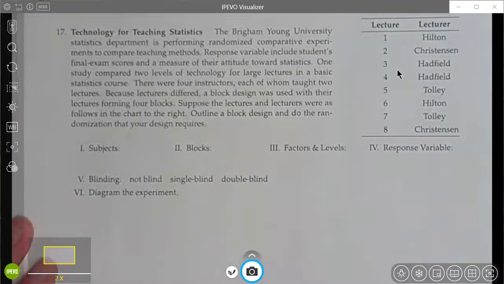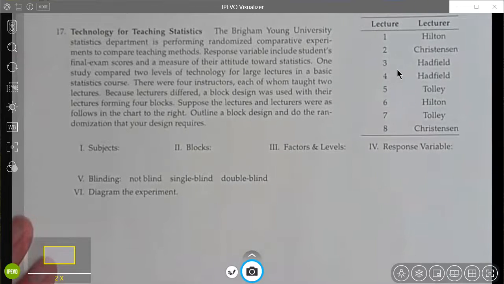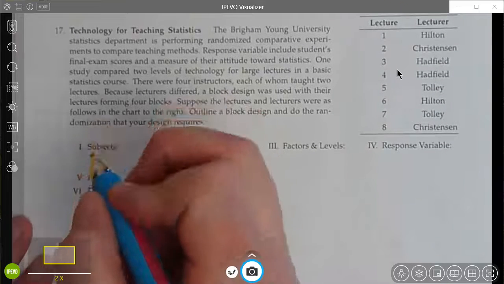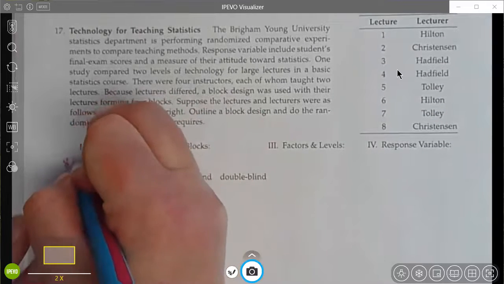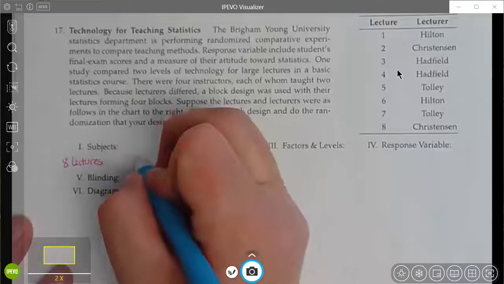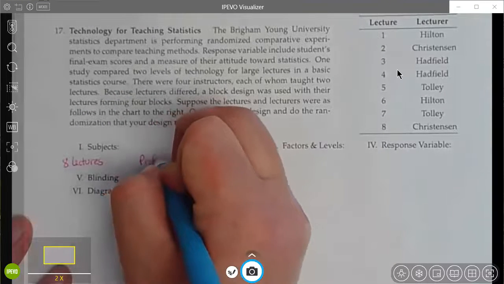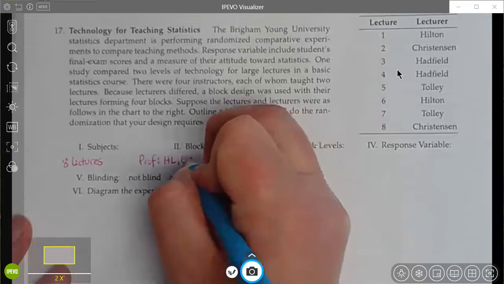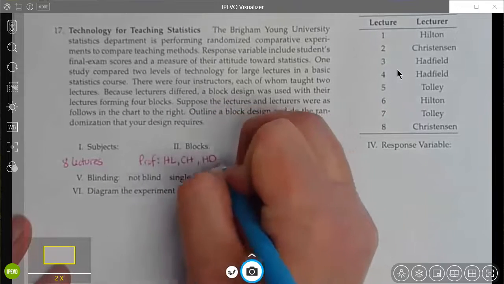So let's work through parts 1 through 5 and see if we can come to a consensus there. It's not super explicit in the problem, so I'm going to help you out with this part. Our subjects are going to be these 8 lectures, and our blocks are going to be the professors. So we have Hilton, Christensen, Hadfield, and Tolley.